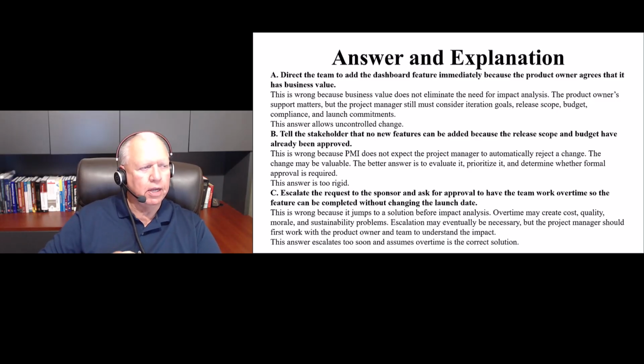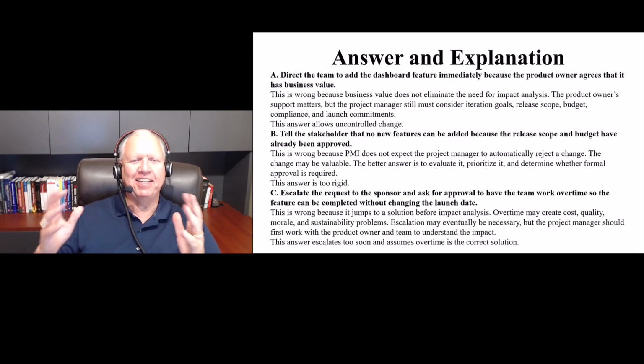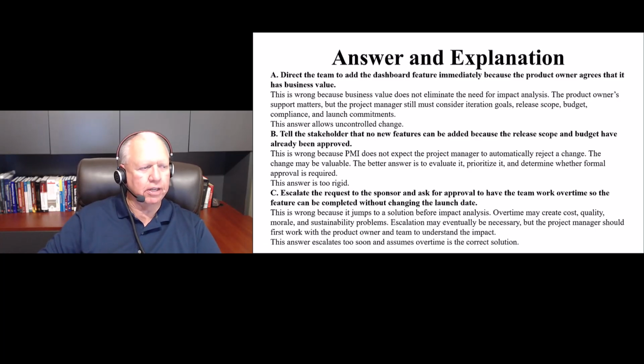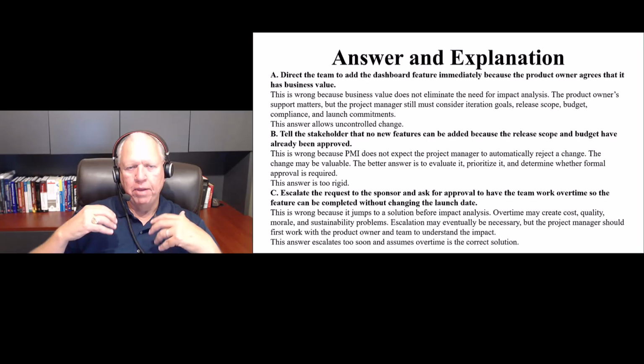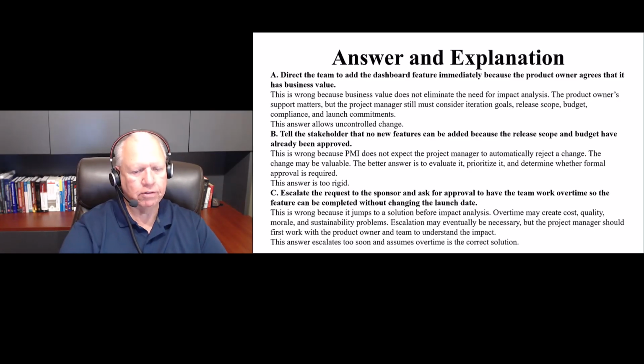What about B? Tell the stakeholders that no new features can be added because the release scope and budget have already been approved. This is usually wrong because it's wrong the other way. We're not allowing anything to happen. And then C, escalate the request to the sponsor and ask for approval to have the team work overtime. Escalating something to the sponsor is taking some of that responsibility off of you. And so that's typically not the best answer for you.